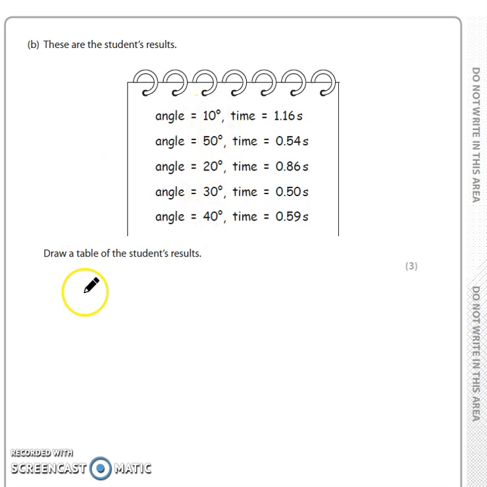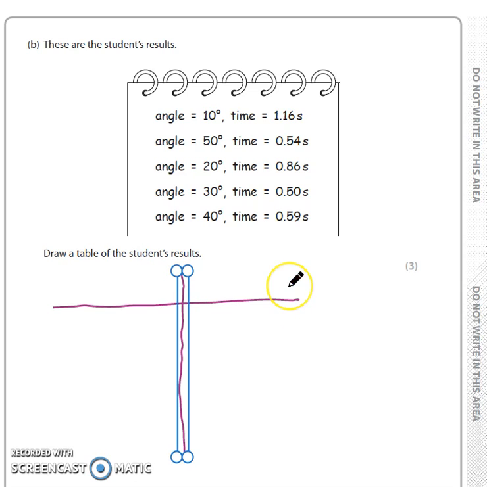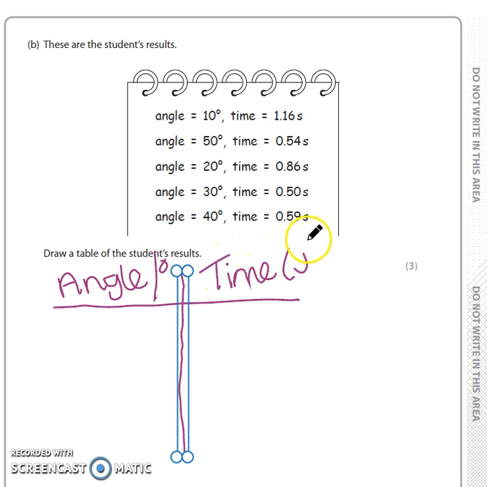So what you need to show is a table with 2 columns. And you need to have angle here. And you need to make sure that you put the unit. And here we have time. And again, you must make sure that you put the unit. That's seconds.